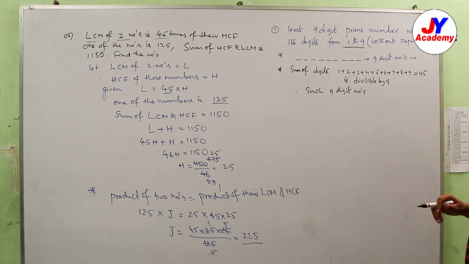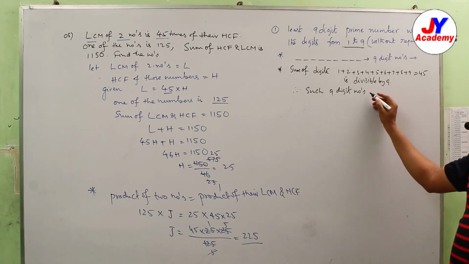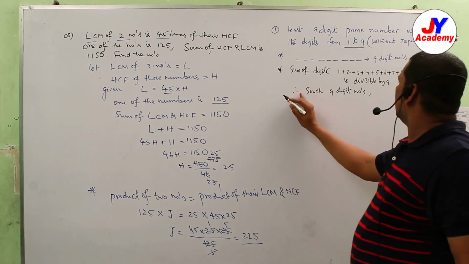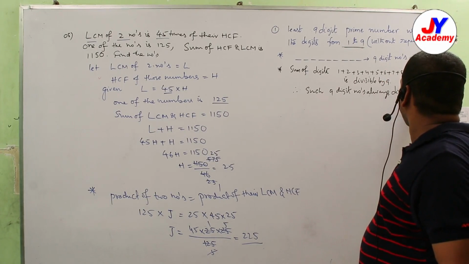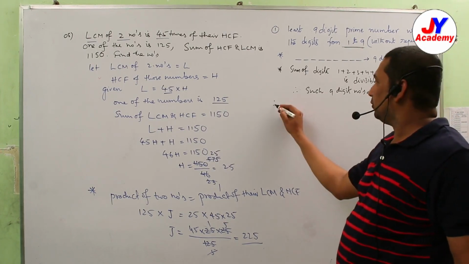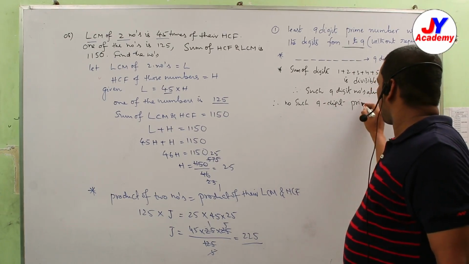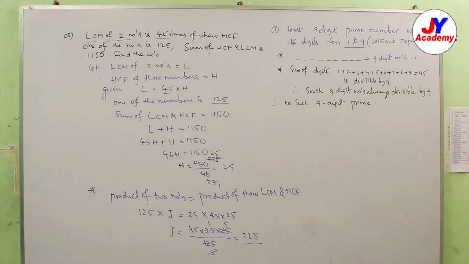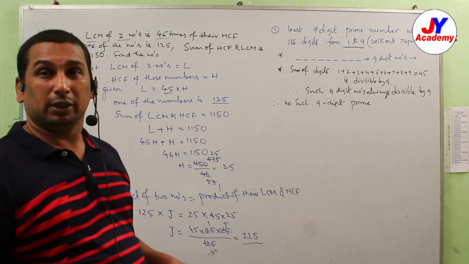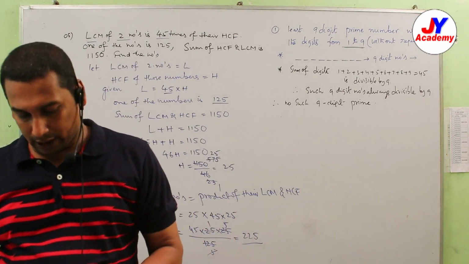Such 9-digit numbers are always divisible by 9. So there is no such 9-digit prime number. The number of such prime numbers is 0. See, once observe the question how it is. It looks very difficult, but a small concept, the divisibility by 9 rule, has to be used here to solve that question.